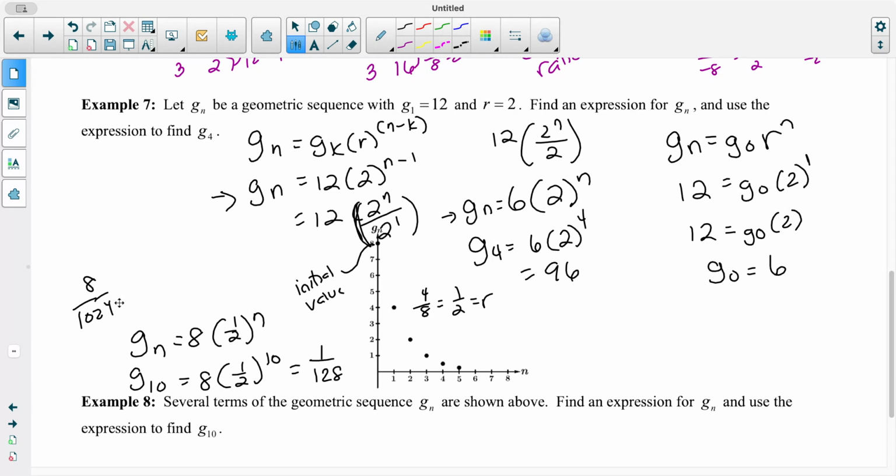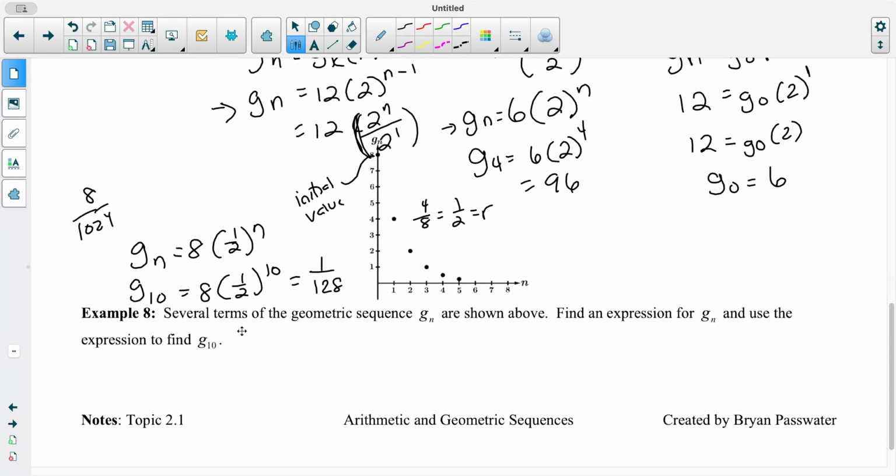Okay, so we are done for now. We are going to go over the rest of the geometric tomorrow in class so that I can show you specifically how we work with 2 geometric points and actually writing a formula for a sequence from there. All right, see you next time.